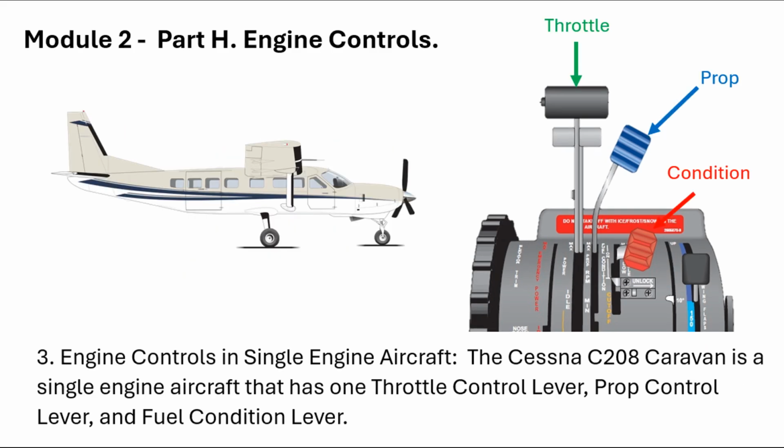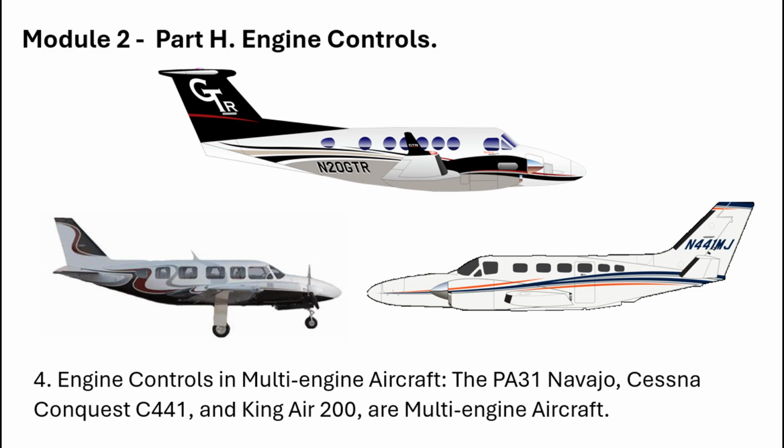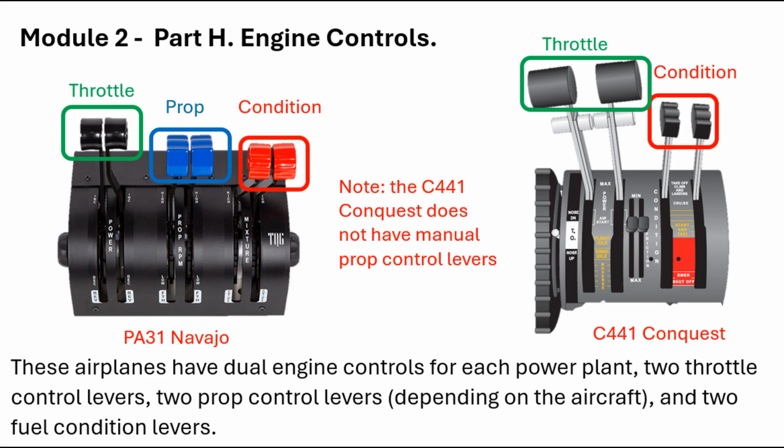4. Engine controls in single-engine aircraft. The Cessna C208 Caravan is a single-engine aircraft that has one throttle control lever, prop control lever, and fuel condition lever. 5. Engine controls in multi-engine aircraft. The PA-31 Navajo, Cessna Conquest C441, and King Air 200 are multi-engine aircraft. These airplanes have dual engine controls for each power plant: 2 throttle control levers, 2 prop control levers, depending on the aircraft, and 2 fuel condition levers.